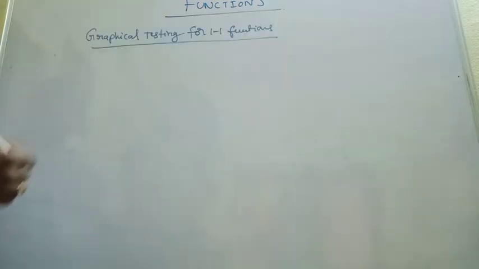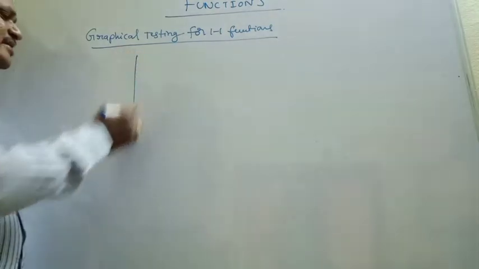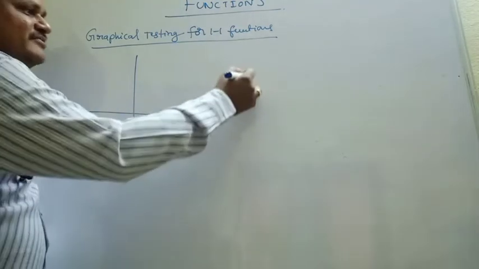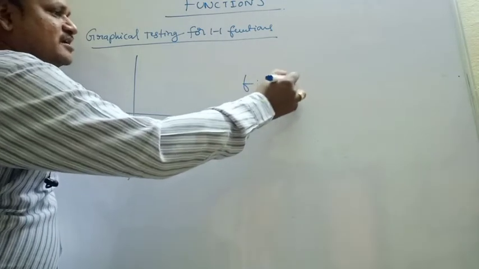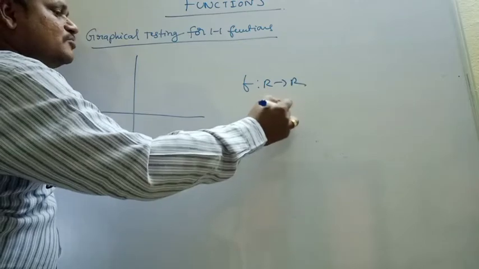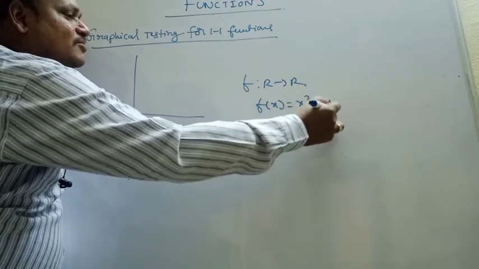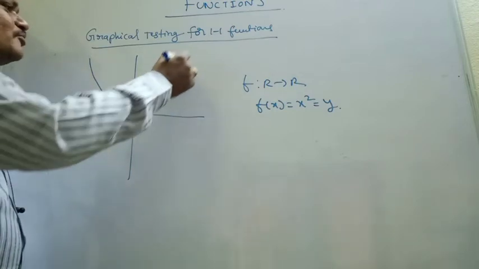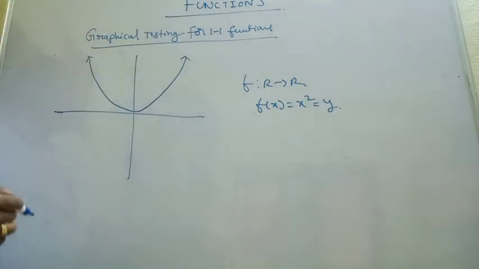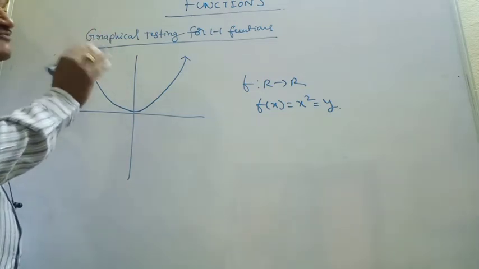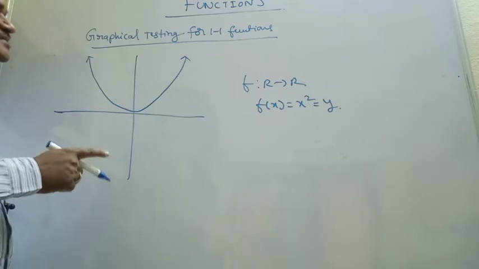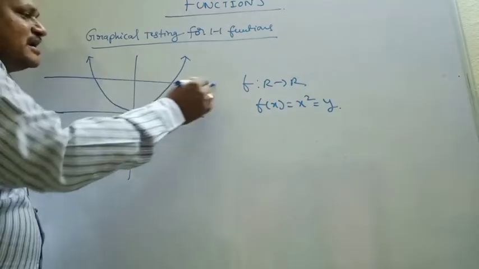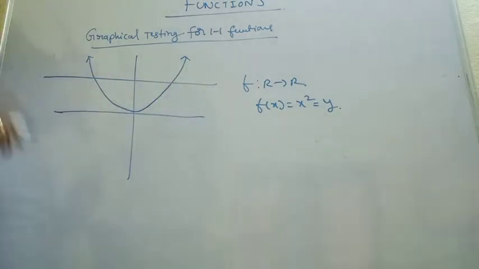Next, we have graphical testing for one-one functions, my dear students. Suppose I am having f as a function from real numbers to real numbers, and f of x is equal to x square. That means y is equal to x square. This graph, we already observed, is an upward parabola. Is it a one-one function? The graphical testing for a one-one function is that you have to draw a horizontal line.